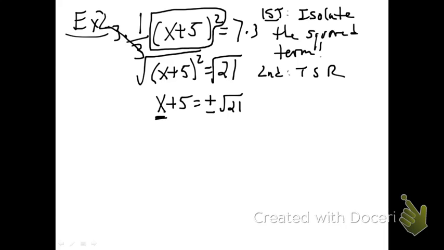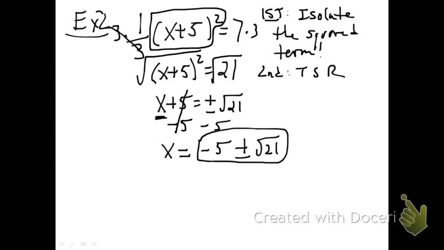I don't want to know what x plus 5 equals. I want to know what x equals. So I have to subtract the number 5 from both sides of the equation. If I do, these will cancel, giving just x equals. Now, I cannot somehow combine negative 5 and the square root of 21 together. I have to write it like this. I have to do negative 5 plus or minus the square root of 21. Now, you can leave your answer like that.